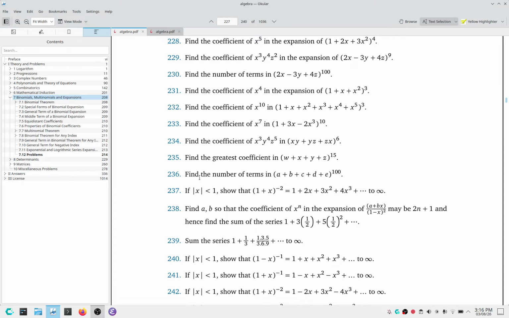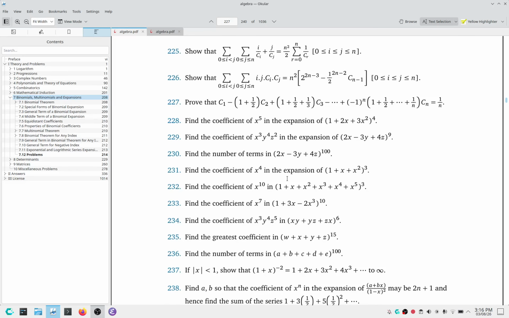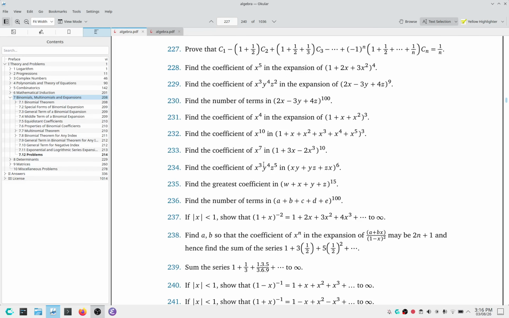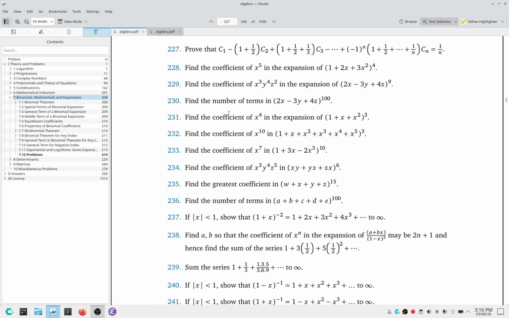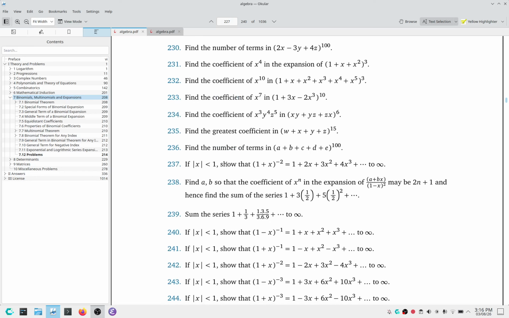Question 236 says: find the number of terms in (a plus b plus c plus d) whole to the power 100. So we have solved one such problem, that is 230. So solving like 230, the number of terms would be 100 plus 4 choose 4, that is 104 C 4. So we solve it like question 230, okay?